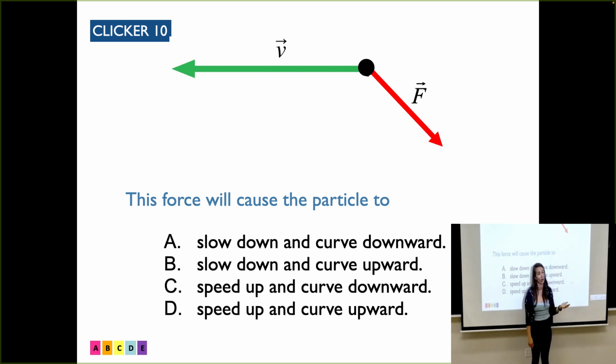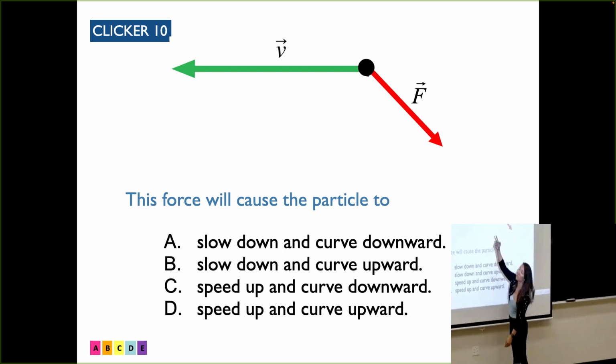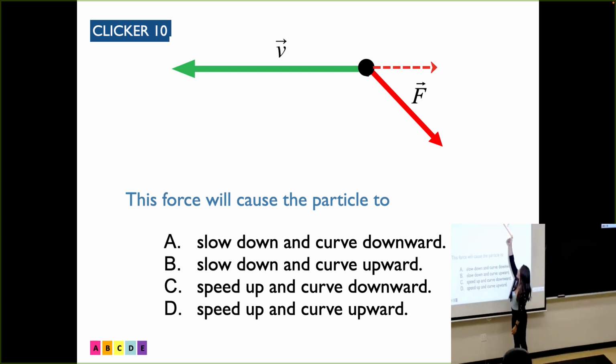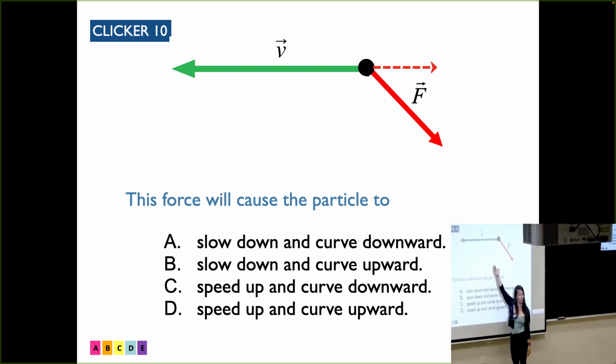And so one of those components would be parallel or anti-parallel to the velocity. Okay, what does that one do? It slows it down, right? So remember, force is in the same direction as the acceleration. We're assuming this is the net force. So the component of force that points along this direction should slow down your velocity.